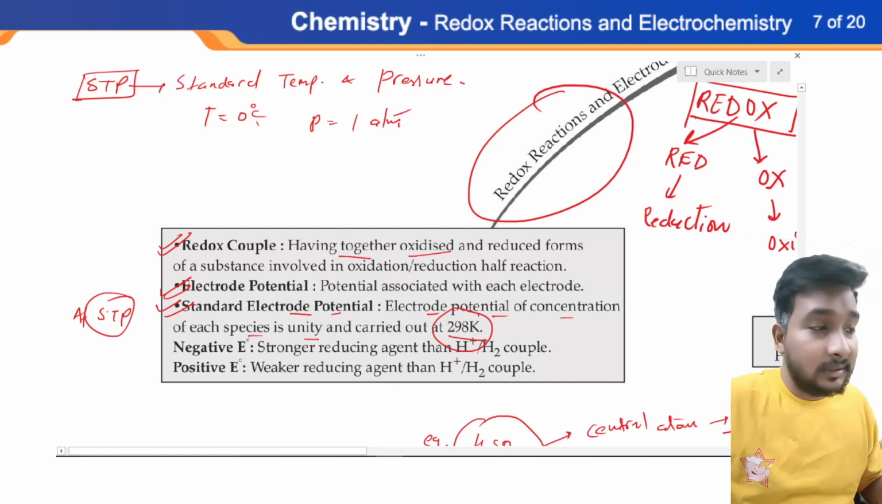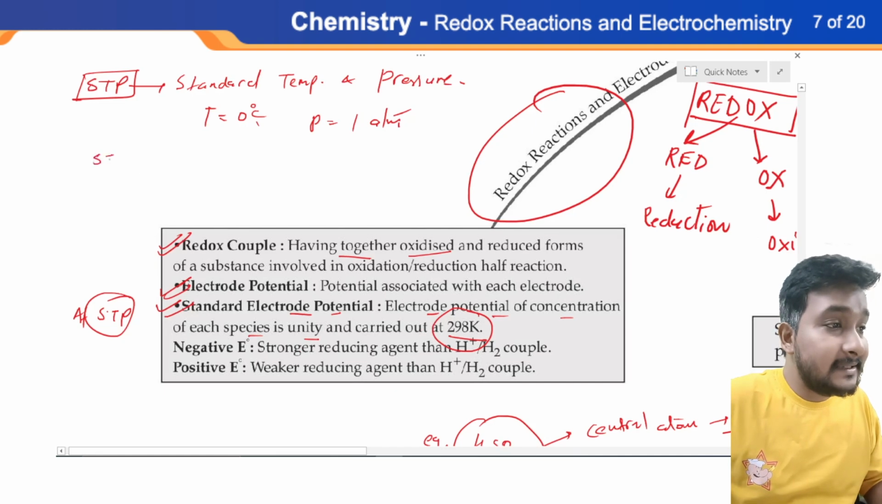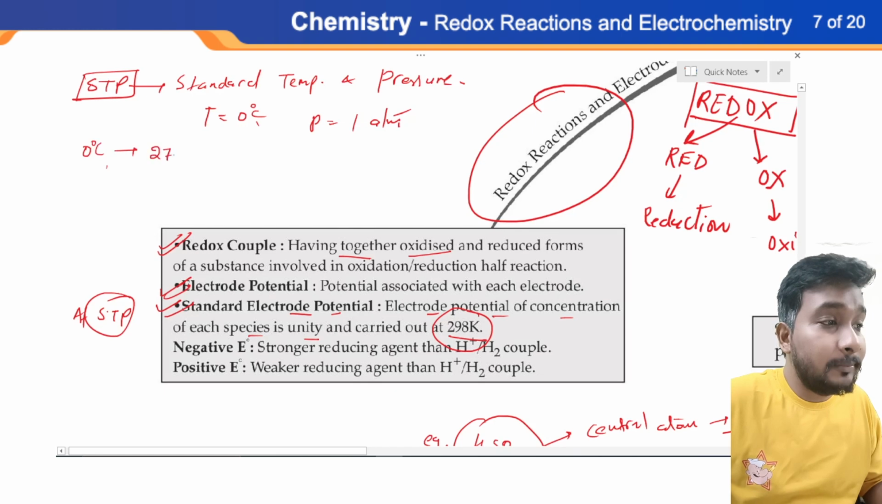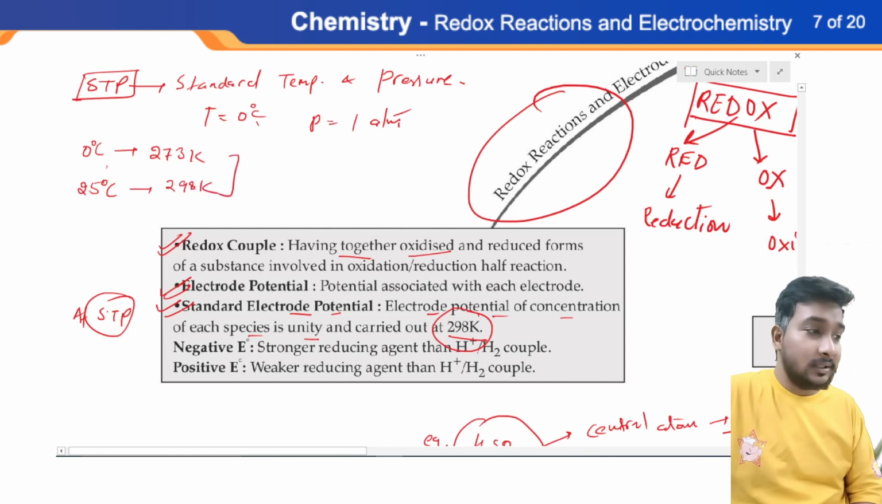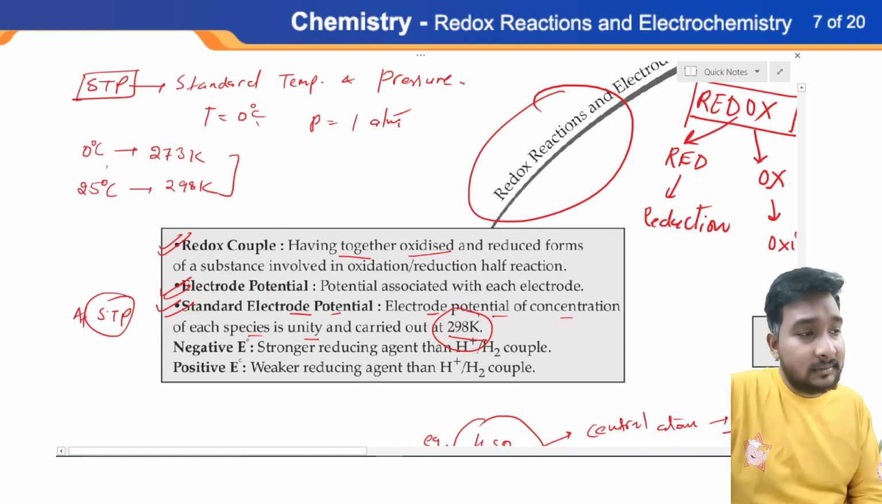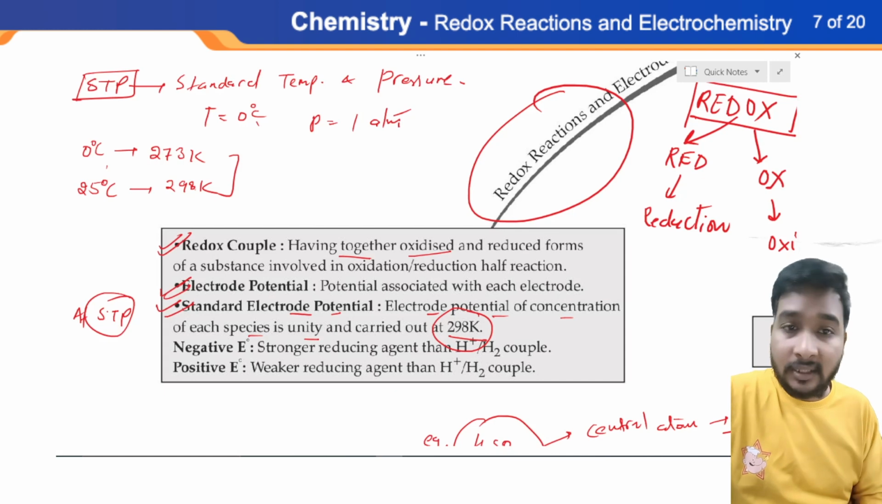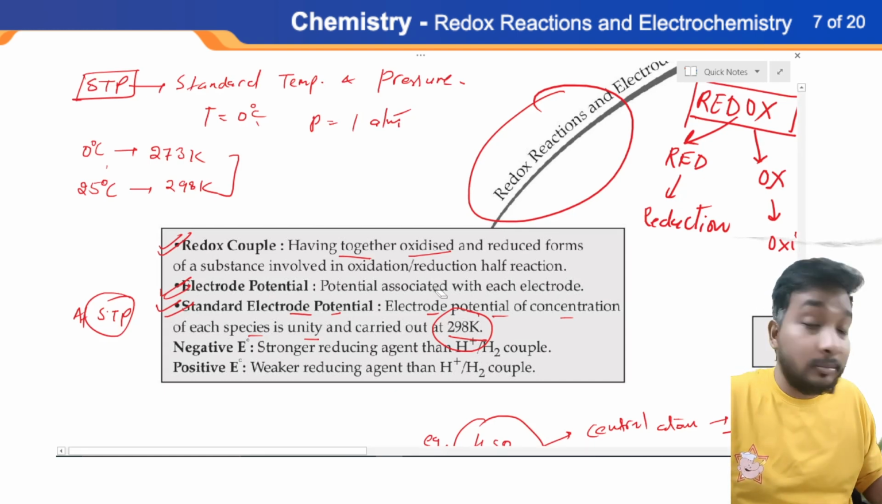Many students have asked me, sir, what is the difference between the temperature of STP and NTP, normal temperature pressure? If you are taking 0 degree centigrade, the temperature should be 273 Kelvin. But if you are taking 25 degree centigrade, which is called room temperature, it should be 298 Kelvin. In many books, both temperatures are called STP temperature. So don't worry about it, don't take too much tension.